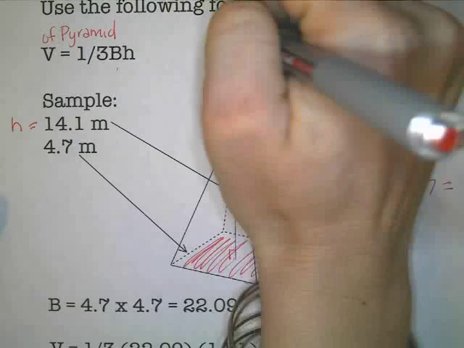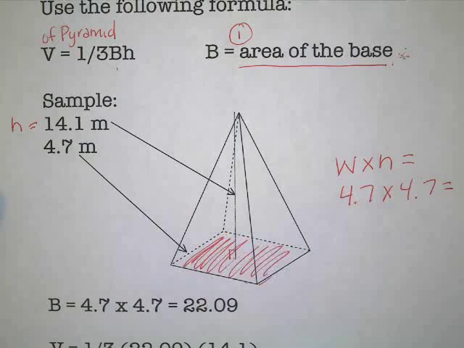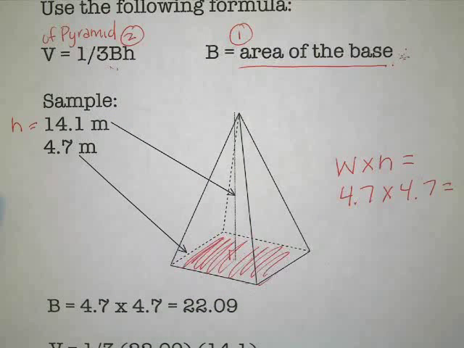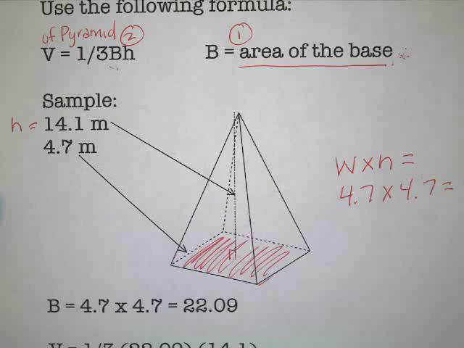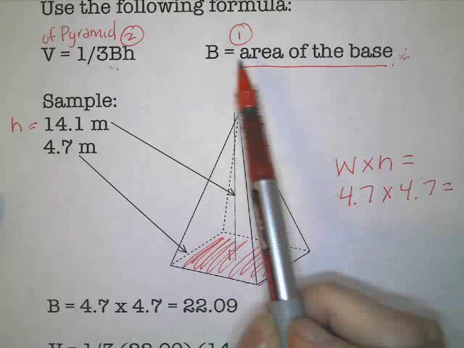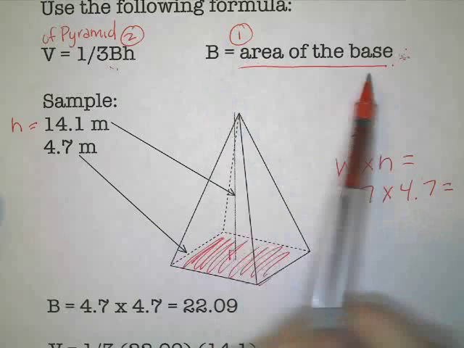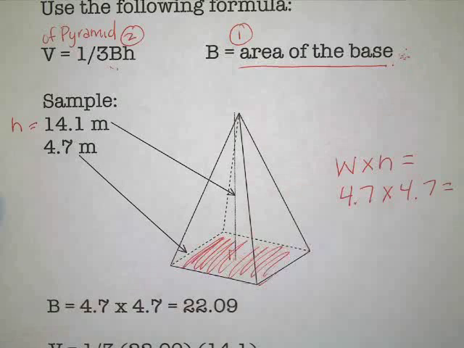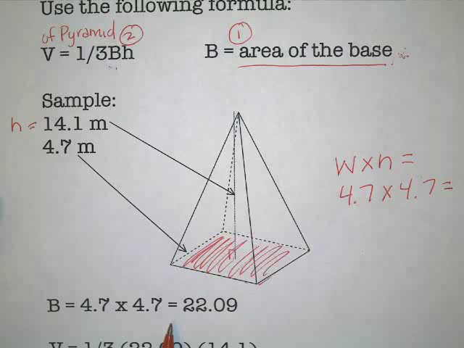Okay, step one. That's step one. This is step two. Do I know base? Do I know the B? How many of you say, yes, you know the B? If you think we know what the B is, put your hand in the air. Do we know this right here? Put your hand in the air if we know this. Yeah. Right? 4.7 times 4.7 gives us the area of a square.